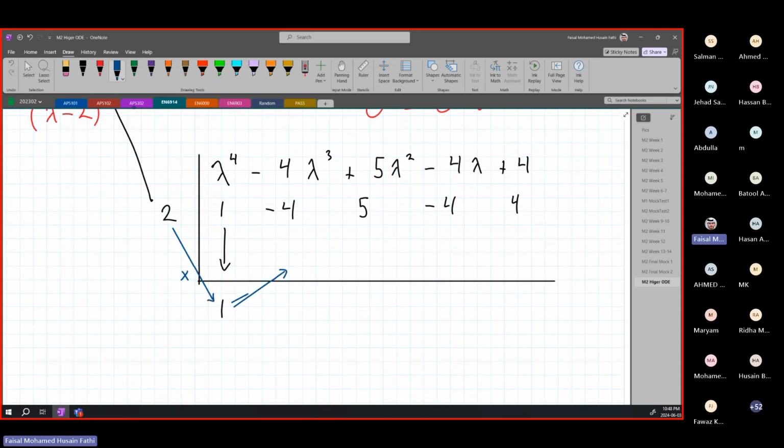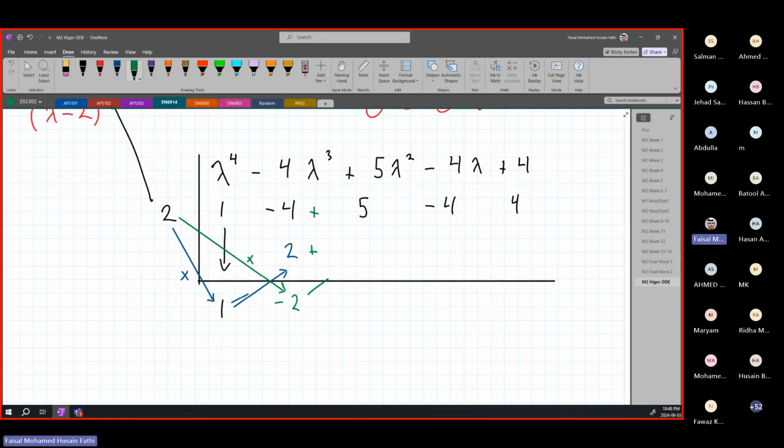All right. So what's the answer? 2 times 1 is 2. Then we are going to be adding this with this. So minus 4 plus 2 gives us minus 2. Again, we're going to be doing the exact same thing here. So we're going to multiply 2 with minus 2.